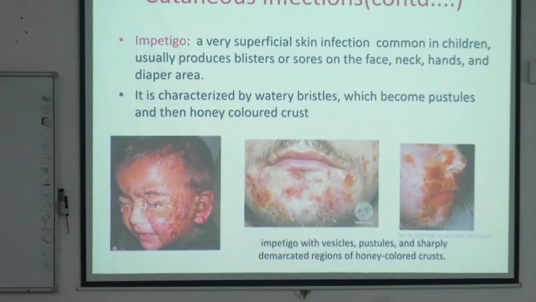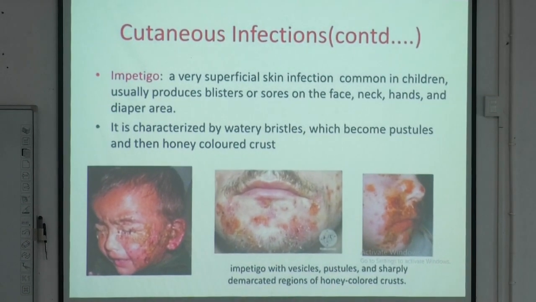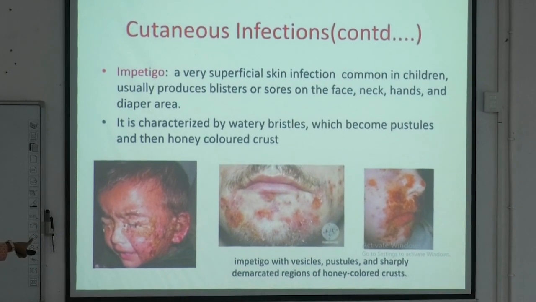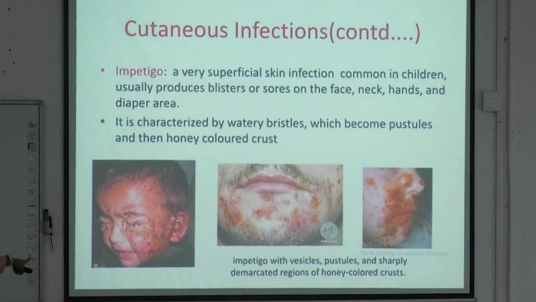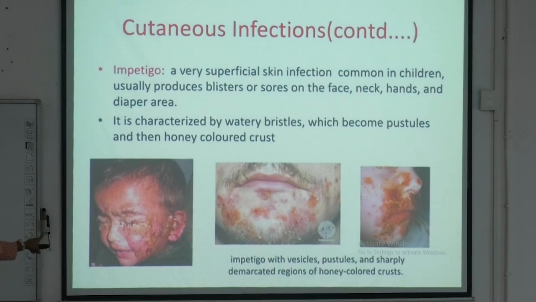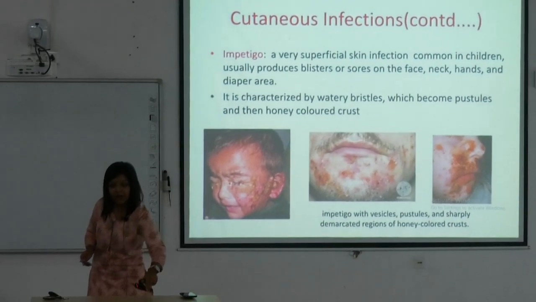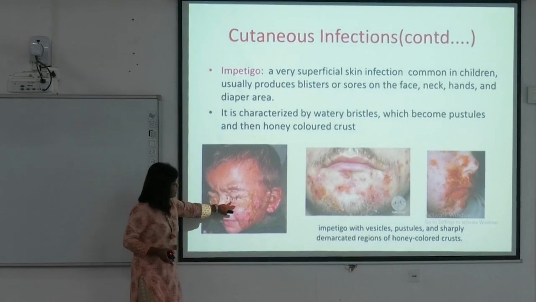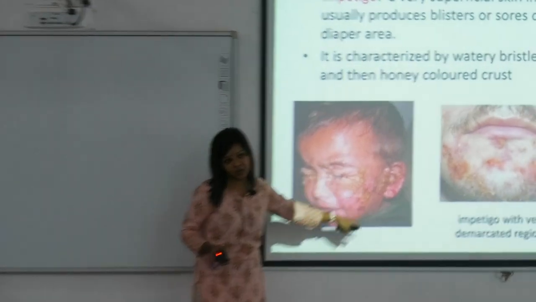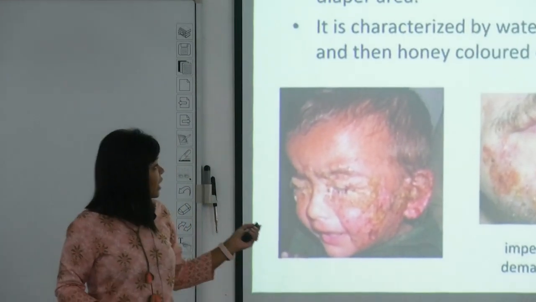This is called impetigo, which I told you. Look at the face, there it started. I told you the less severe form of staphylococcal scalded skin syndrome is bullous impetigo. The baby has started peeling of skin, but it has not come out yet. Okay? So this is called impetigo.